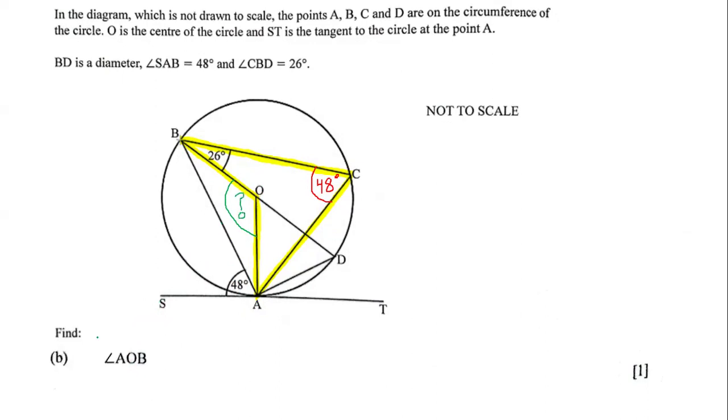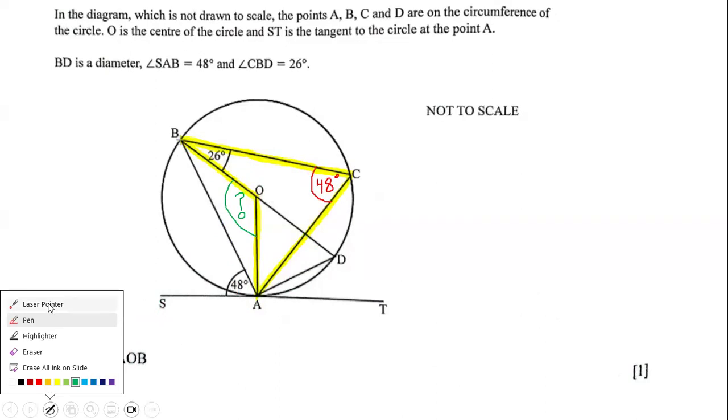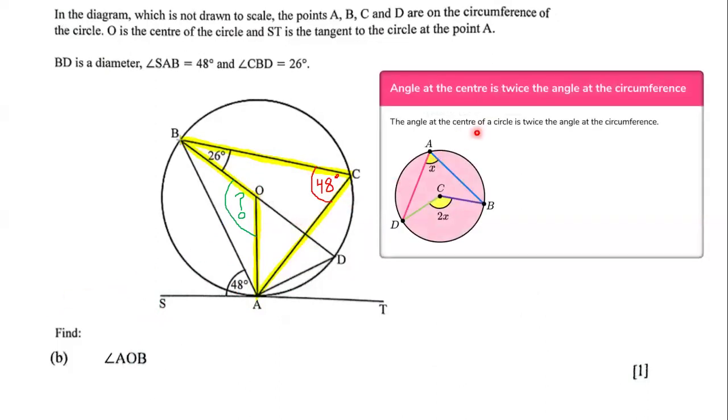Now there's a theorem that is useful here, and the theorem says that the angle at the center of a circle is twice the angle at the circumference. So that means that if the angle at the circumference is x, the angle at the center is going to be 2 times x. In this case, the angle at the circumference is 48 degrees, so the angle at the center is going to be 2 times 48, and 2 times 48 is definitely 96.